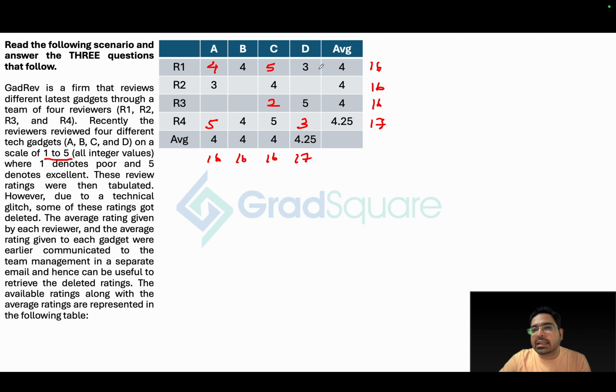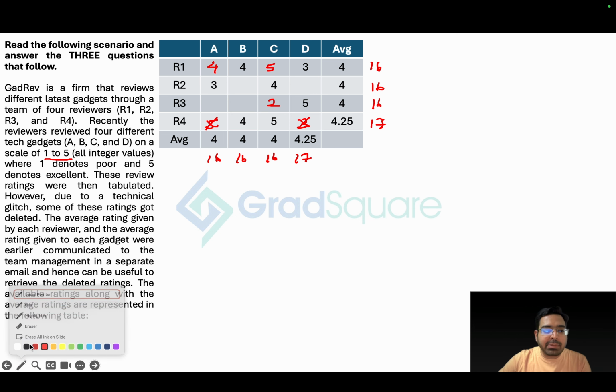If this becomes 3, then there is a trouble. Look at this. This column is already 11, and you need a total of 17. So you would need a 6 over here. That means this value of 3 is incorrect. 3 is not possible over here. And if 3 is not possible over here, then 5 is not possible over here. That means if you wanted 5 and 4, it has to come in that order only, that R3 has to give 5 for the gadget A, and R4 has to give 4 for the gadget A.